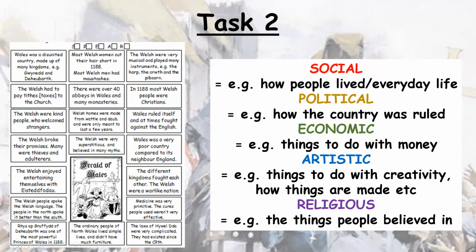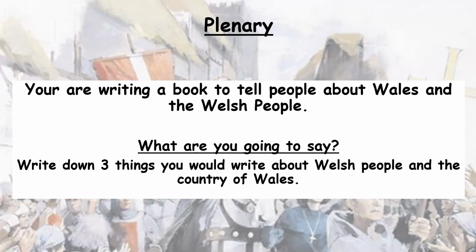You should be back now from completing task two. And our final task of the lesson is, you are writing a book to tell people about Wales and the Welsh people. What are you going to say about them? Write down three things you could write about Welsh people and the country of Wales. There's a box for this on the worksheet that's been uploaded. And you can also do it on paper or in your school books again.